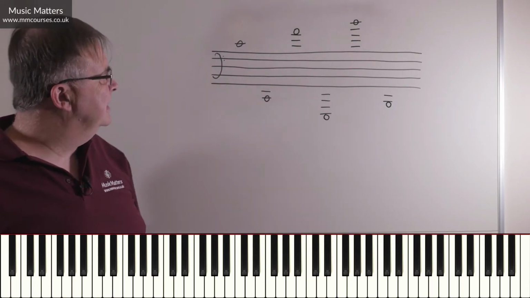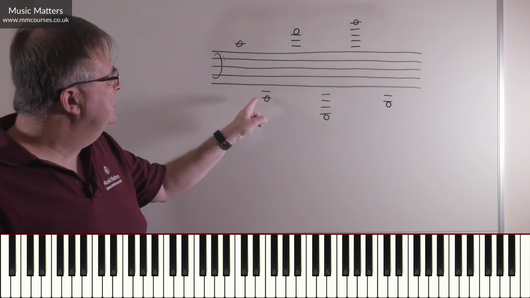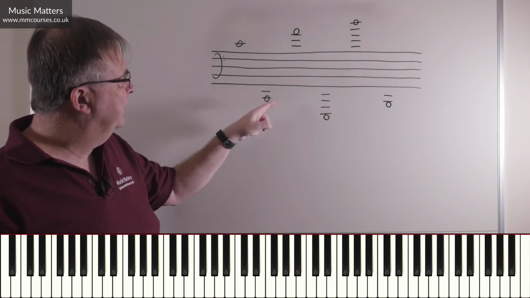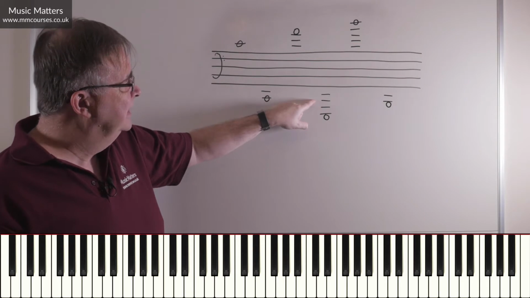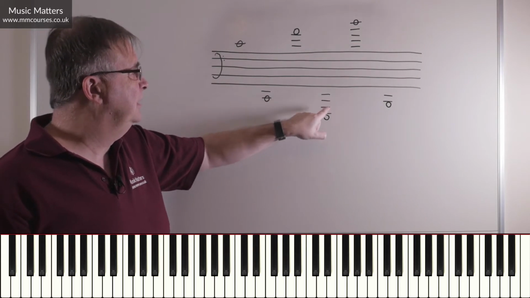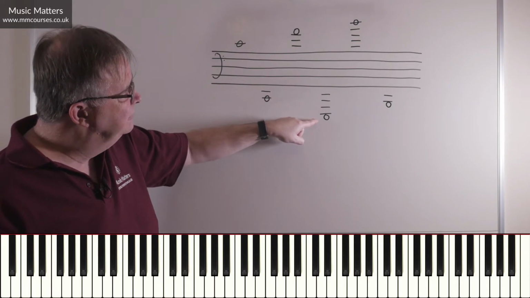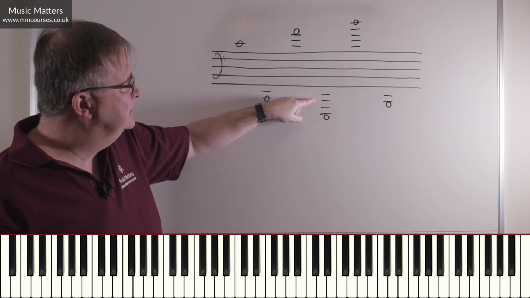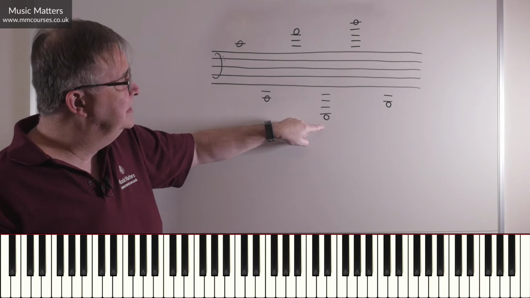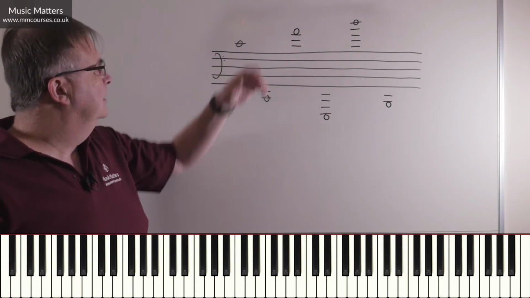And when we come to notes like this, well, we know that 2 ledger lines beneath the bass clef stave is C. So I could go C, B, A, but I could just drop down in thirds. C, A, F, E. Do you see how I did that? C, A, F. So this one is E. Look at the next one.